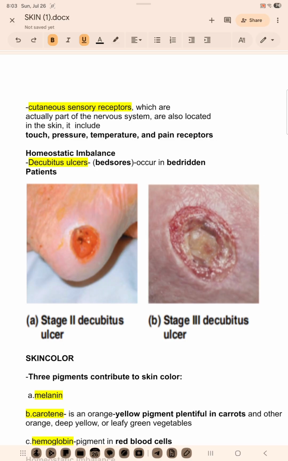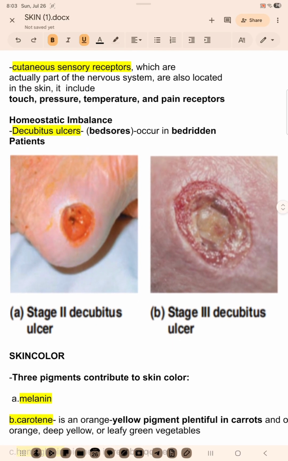So we are now here in our homeostatic imbalance. So we have here the decubitus ulcers, which is bed sores, no? Mahitabo ni siya sa bedridden patients, dili sila makalakaw, sige ra sila higda, no? So this is what will happen to their skin, no? Mao ni siya kay wala sila lihok-lihok, sige ra sila higda, so they will develop decubitus ulcers.